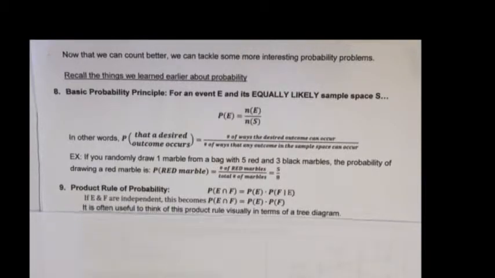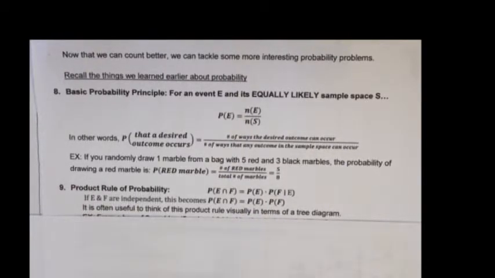Then you have the product rule of probability. It says the probability of an event E and an event F occurring together is the probability that E occurs times the probability that F occurs given that E occurred. Now, if those two events are actually independent of each other, the conditional part has no effect and you can just leave it off, and you can say for independent events the probability of E and F is just the probability of E times the probability of F.